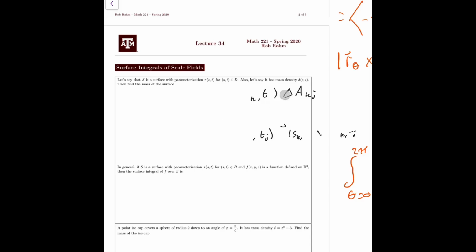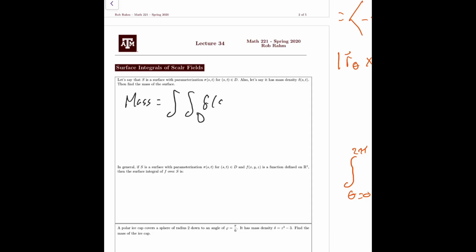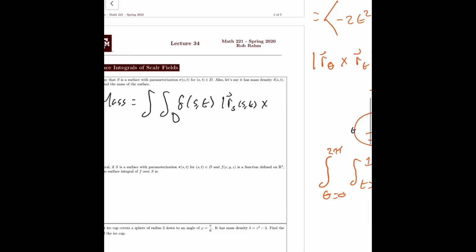The mass then is going to be equal to an integral. So the mass is equal to the integral over the parameter domain D of delta of s, t times the magnitude of r_s of s, t cross r_t of s, t, ds dt.